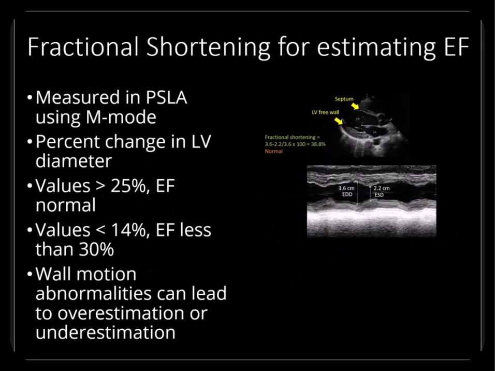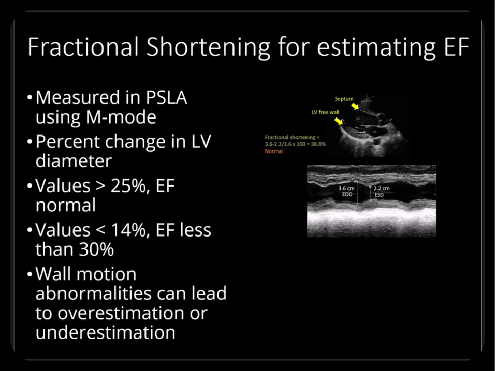Now I'm going to briefly mention fractional shortening for estimating EF. This is less commonly performed than the EPSS measurement when we're talking about point-of-care ultrasound, but I think it's important to know. The fractional shortening is measured in the parasternal long axis using M mode, and it's looking at the percent change in the LV diameters. Using an equation where you take the end diastolic diameter and subtract it by the end systolic diameter, dividing that number by end diastolic diameter times 100, it gives you a percent change.